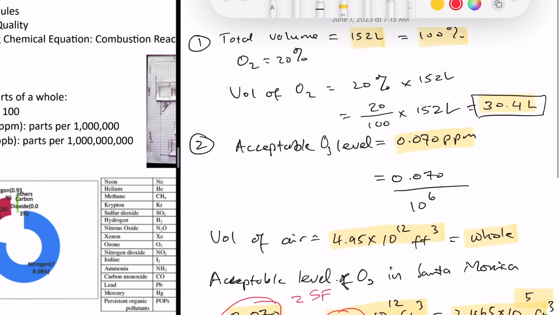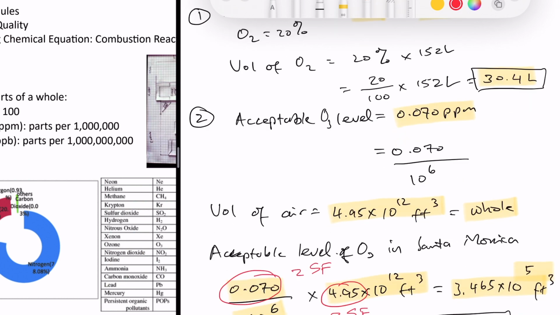Notice how these two calculations are pretty much identical. I just multiply whatever the percentage is times the whole. Here I'm multiplying that ppm by the whole, okay?